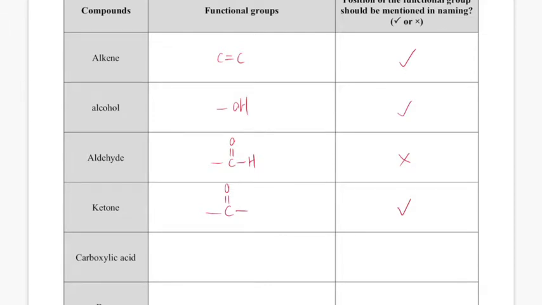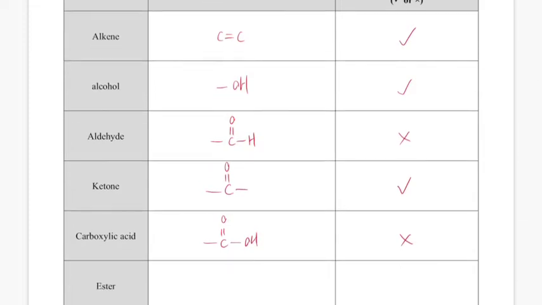Next one, carboxylic acid. The functional group is a C=O with an OH group attached to it. Again, carboxylic acid is similar to aldehyde. The functional group can only be placed at the end of the carbon chain, so there's no need to mention the position.